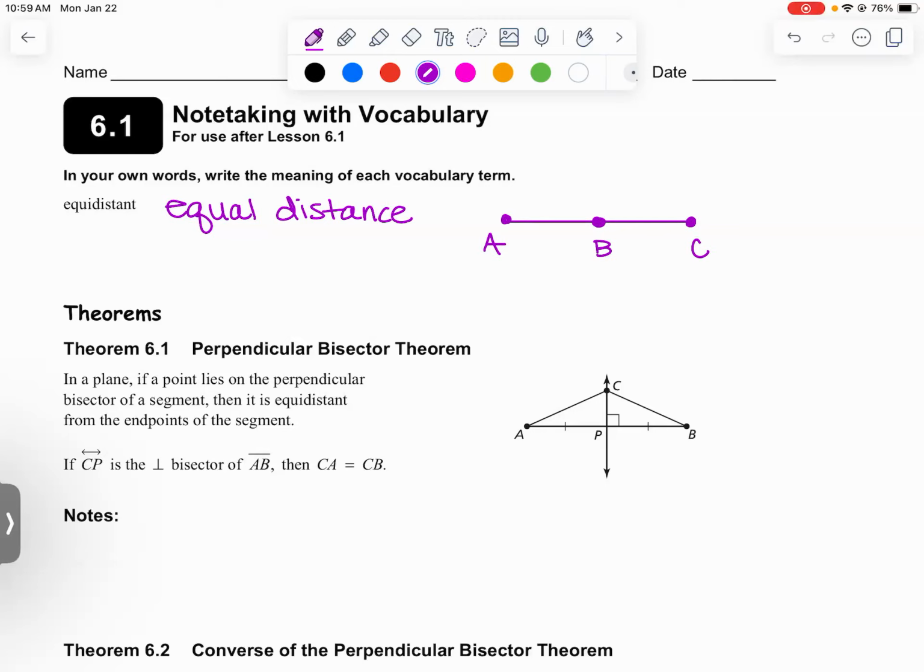All right. Somebody use equidistant in a sentence talking about this picture. Clark? A is equal distance to B as C is to B. Okay. Shorter sentence. B is the midpoint of the base. So B is equidistant to A and C. Good word. Okay.